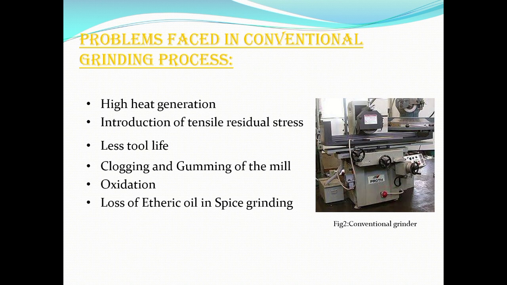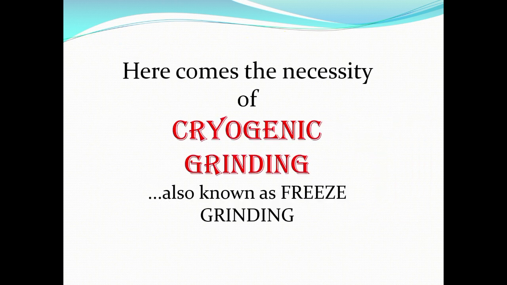Problems faced in conventional grinding process: high heat generation, introduction of tensile residual stress, less tool life, clogging and gumming of the mill, oxidation, and loss of etheric oil in spice grinding. Here comes the necessity of cryogenic grinding, also known as freeze grinding.